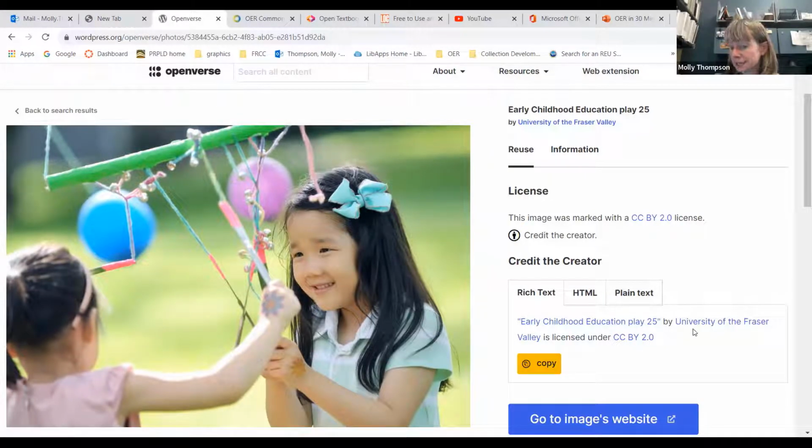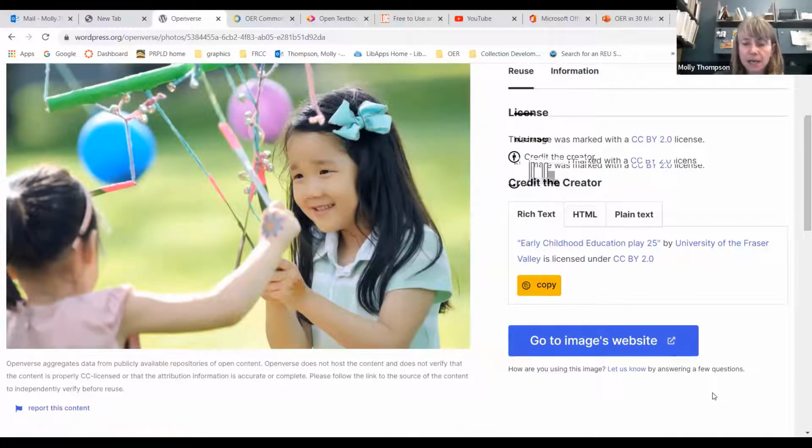Then who created the image? The creator here is the University of the Fraser Valley, and you could also link back to them. And then there is the license, a CC BY 2.0 license. If you're one of those people who likes to read the fine print with the license, it would take you back to that and you can see what that license is all about. You can copy that and place it under your image, which is really nice. Good way to save time.